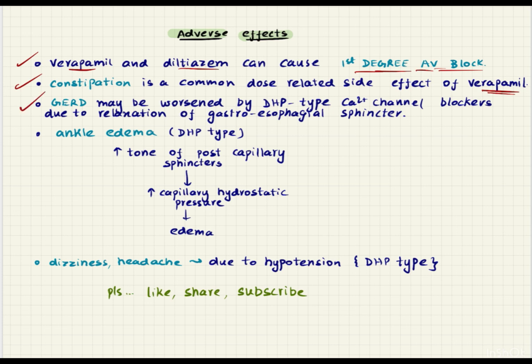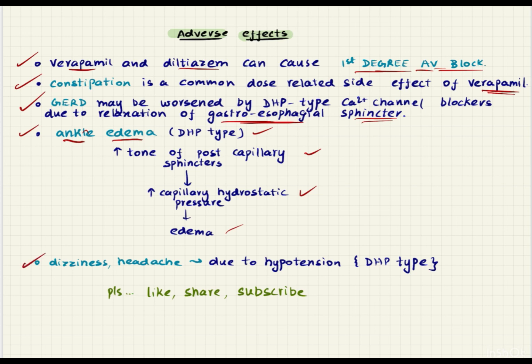Gastroesophageal reflux disease may be worsened by DHP type of calcium channel blockers. This occurs because of relaxation of the gastroesophageal sphincter. So because of the relaxation of the gastroesophageal sphincter, GERD can be one of the consequences, or it can be worsened by DHP type of calcium channel blockers. And ankle edema. Ankle edema is one of the side effects of dihydropyridine type of calcium channel blockers. This is because of increased tone of post-capillary sphincters and increased capillary hydrostatic pressure, which will lead to ankle edema.